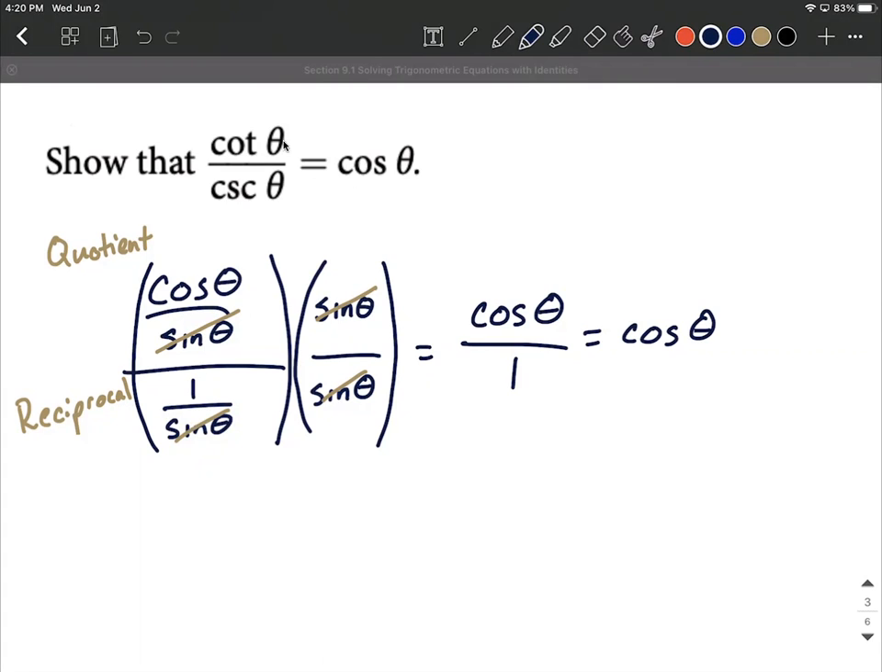So as you get going on these, pick the more difficult looking side, rewrite in terms of sine and cosine using your basic identities, and then use some algebra and simplify down from there, make it look like the other side. All right, you got this, but it takes quite a bit of practice, so keep it up.